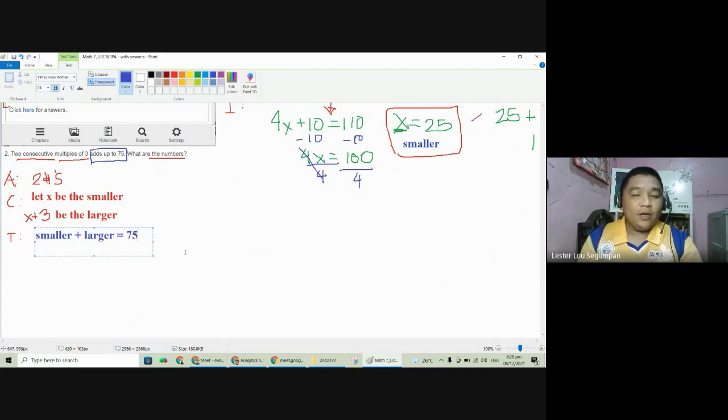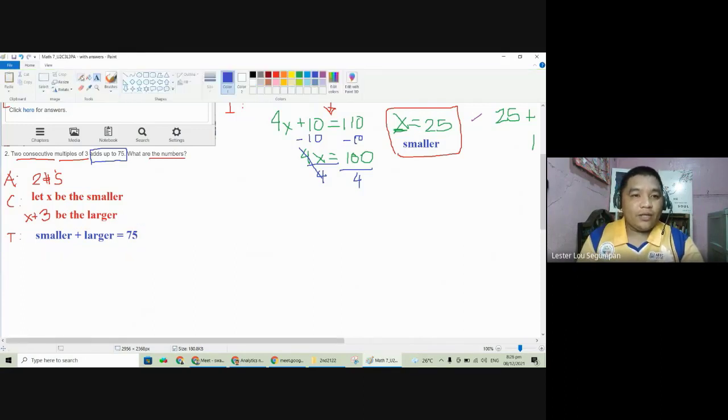So the smaller, when added to the larger multiple of 3, and they are given to be consecutive, must sum up to 75. Looking at the symbols used, we are going to have it here. The smaller is x, and the larger is x plus 3. They must sum up to 75. And with this equation, you are going to proceed now to the implementation, or the solving process. And it follows this step.